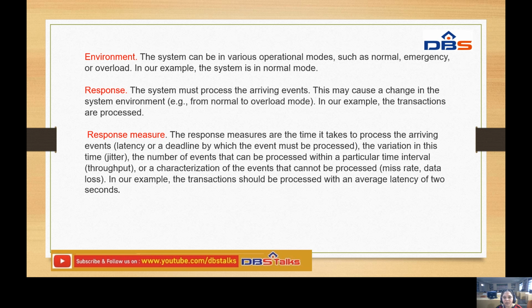Response measure. The response measures are the time taken to process the arriving events, latency, or a deadline by which the event must be processed. The variation in this time is called jitter. The number of events that can be processed within a particular time interval is called throughput. So how much we can process within a particular period of time is generally called throughput.